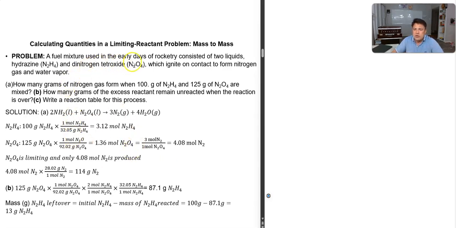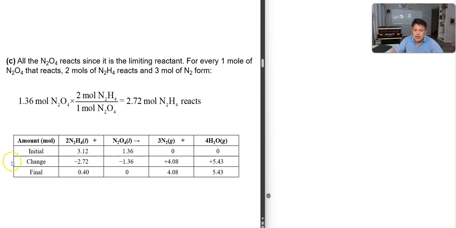A fuel mixture used in the early days of rocketry consists of two liquids, hydrazine and dinitrogen tetroxide, which ignite on contact to form nitrogen gas and water vapor. How many grams of nitrogen gas form when 100 grams of each are mixed? We have already calculated this type of problem in stoichiometry with the reaction table. What is the limiting reactant, what is the excess, you can find everything out by the mole relationship. So this is my reaction table. You can see that here.